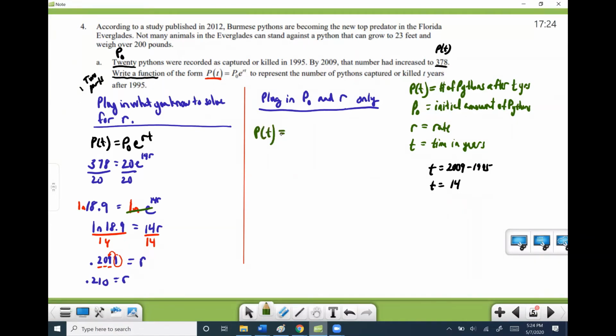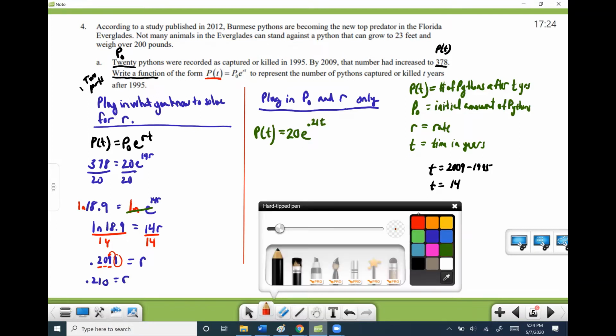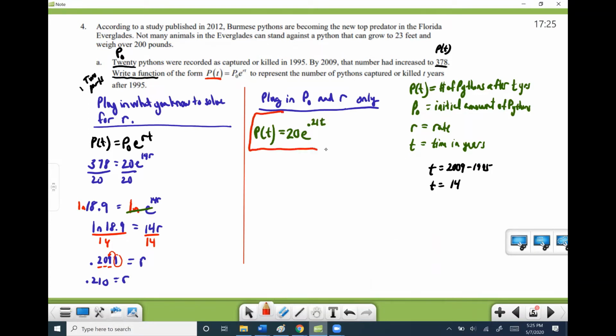You're only going to plug in P naught and your rate. Leave time as time, because now you have a usable formula where anybody could come up there and plug in any time they want and figure out how many pythons they can expect there to be in the Everglades.